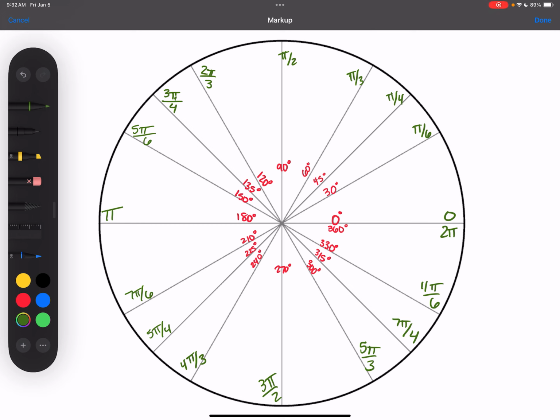And then the last ones are pi over 6, so there's 6 of these. Some of these are getting counted again.